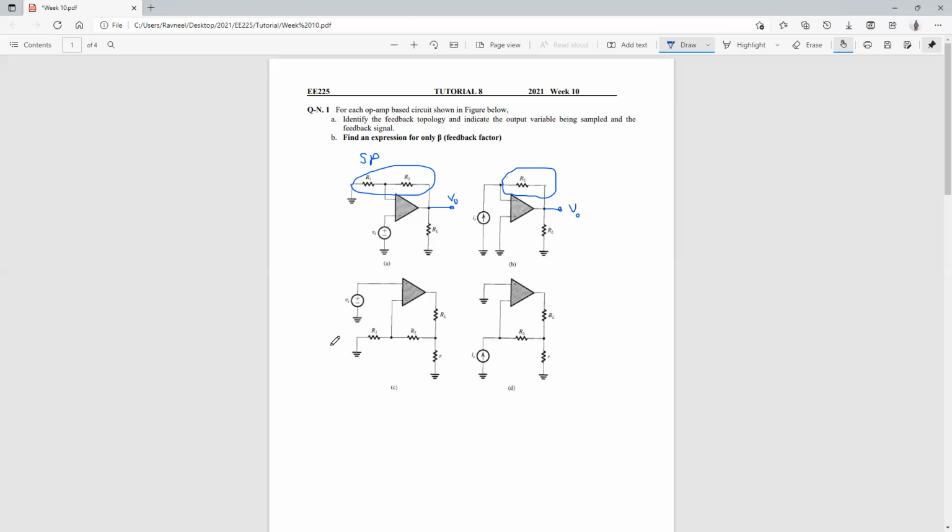Then moving on to C over here. In this particular case, again, you do not consider your RL as part of your beta circuit. So your beta network is this much.